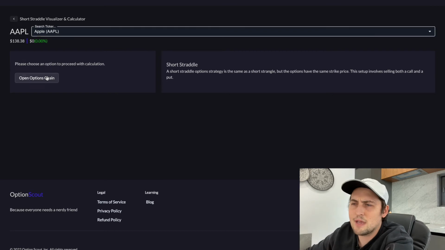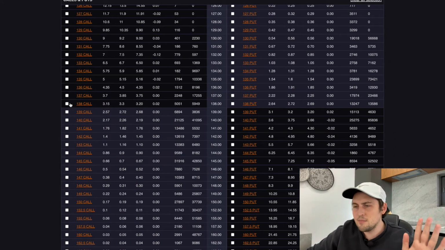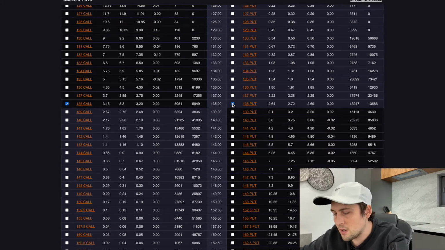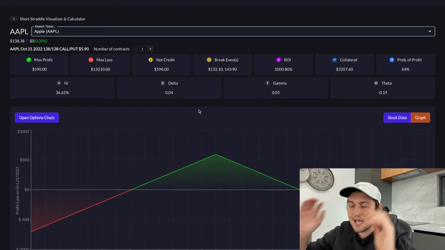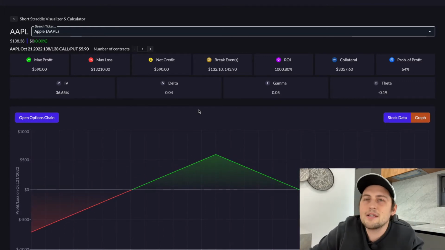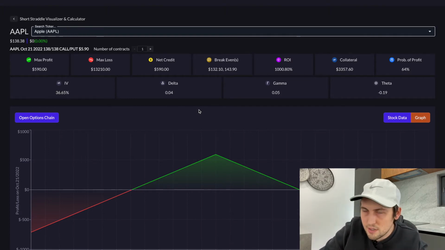You can use the straddle calculator to then change to the strangle, but you can do either one, whichever you want. So let's do this. You're going to sell the 138 call and sell the 138 put as well. Now, this is definitely a strategy you should proceed with caution on. I don't like to use the word advanced.